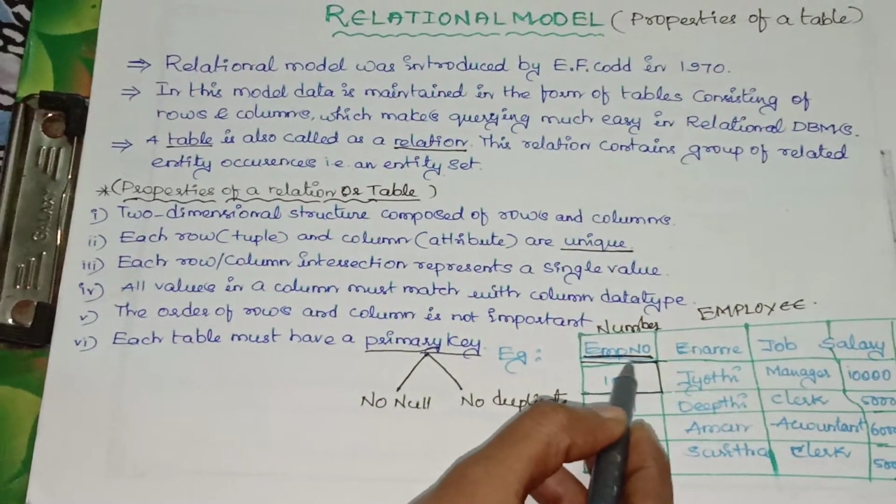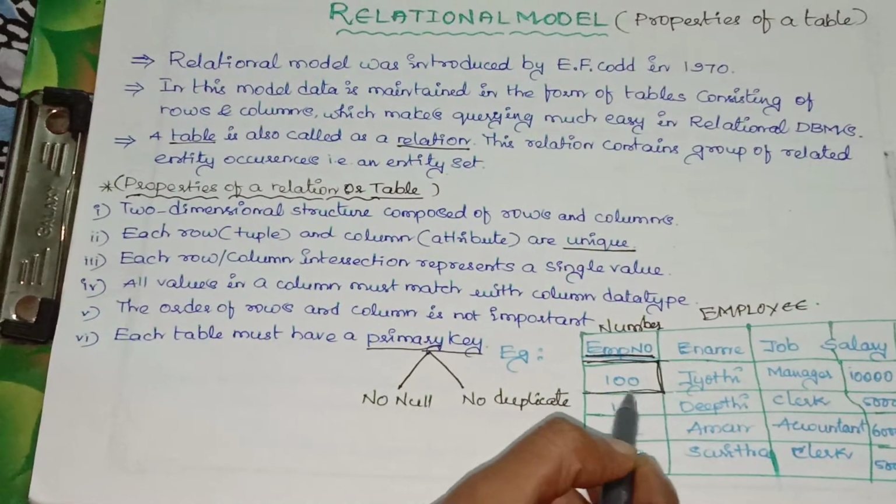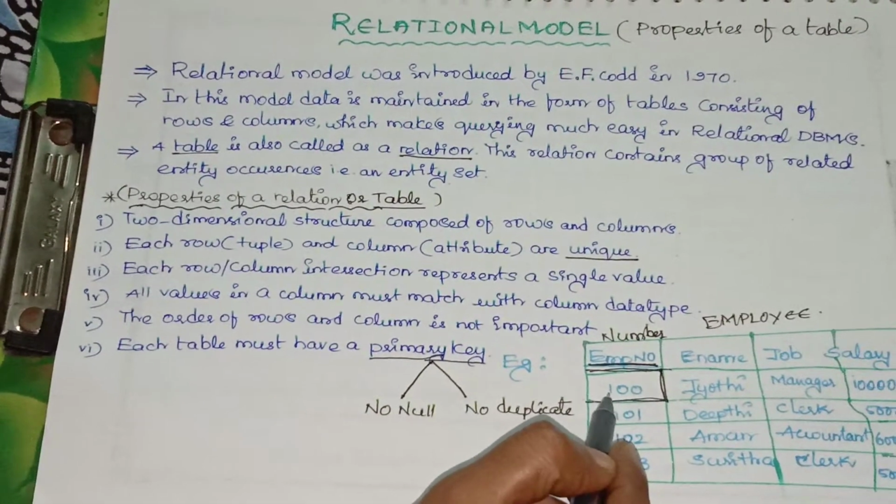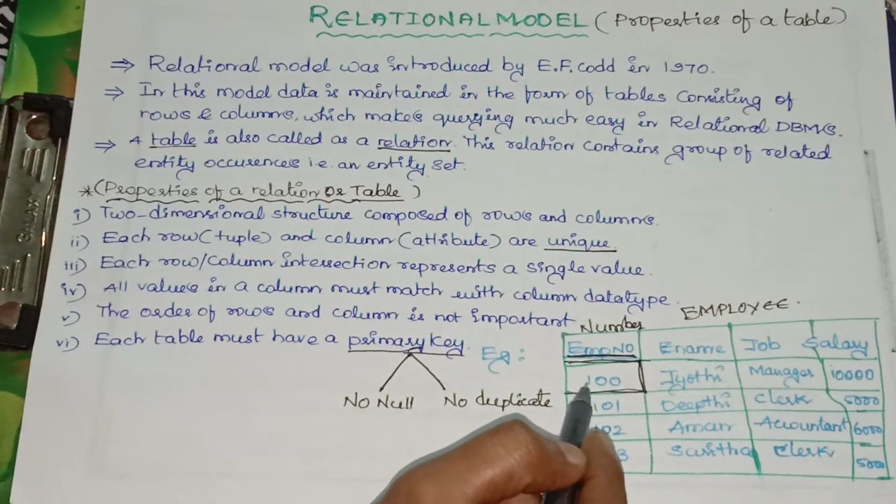Each row and column intersection represents a single value. That intersection is called a cell. So an individual cell should definitely maintain a single value. Multiple values are not supported here.